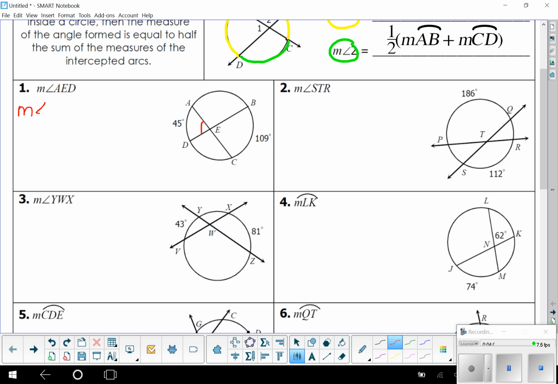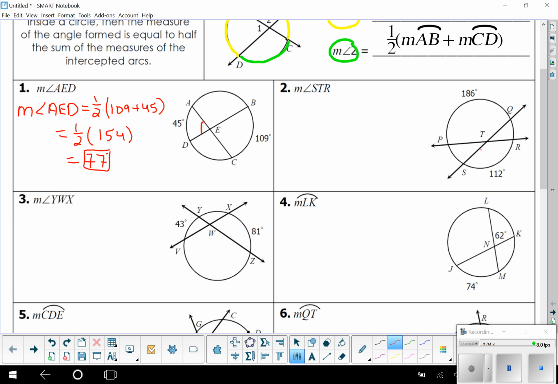So the measure of angle AED is going to equal 1/2 the measure of the bigger arc, 109, plus the smaller. So 1/2 equals, this combined is 154. Half of that is 77. Yes, that is all it is.